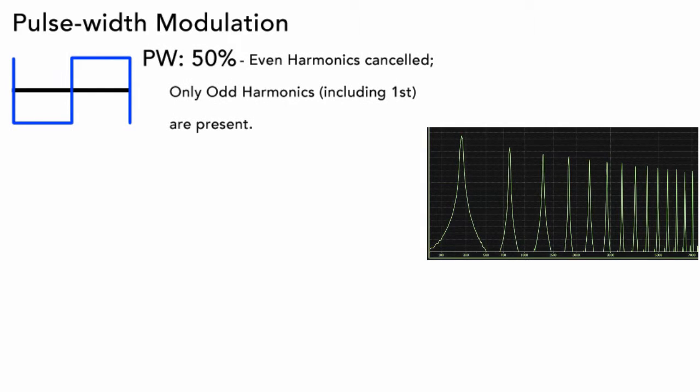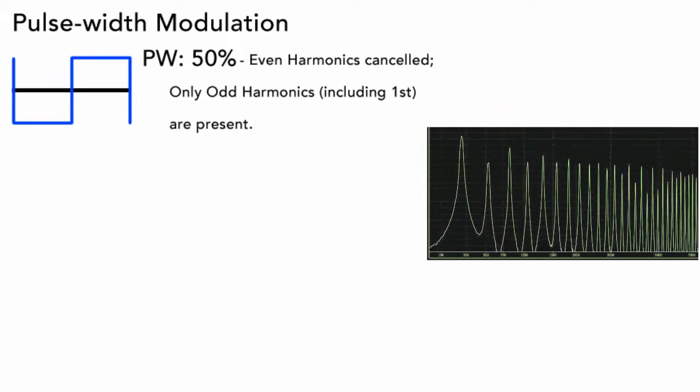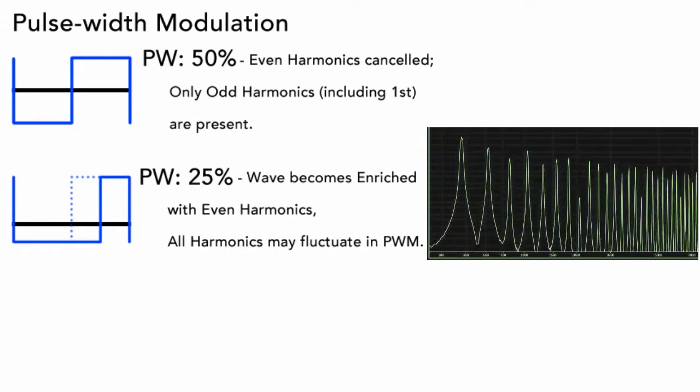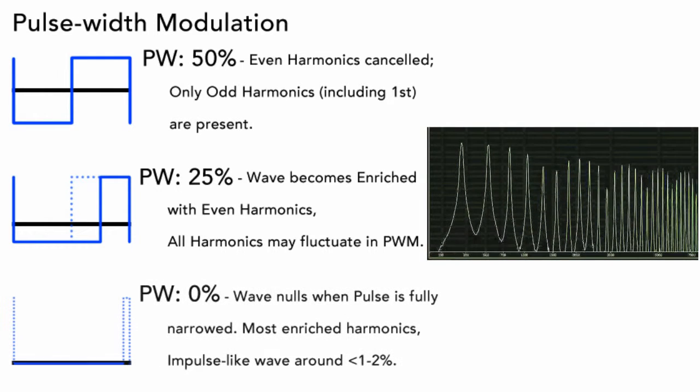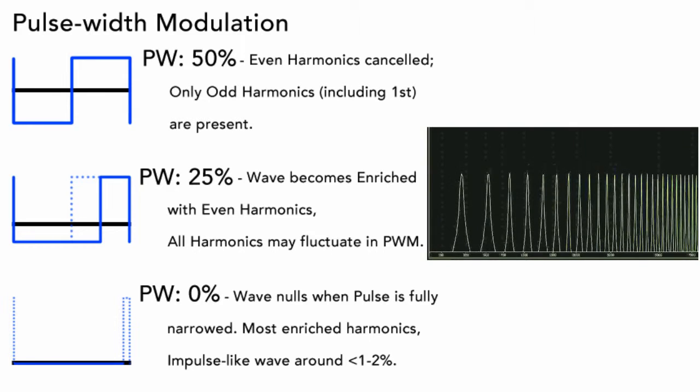Here's a diagram that summarizes both videos on this. You might think of it as a template. Pulse width of 50% has only odd harmonics, including the first. As we get narrower, the even harmonics are reintroduced. Approaching 0 or 100%, the spectrum becomes flatter. The richest waves, like the sawtooth, can generate impulse-like spectra.